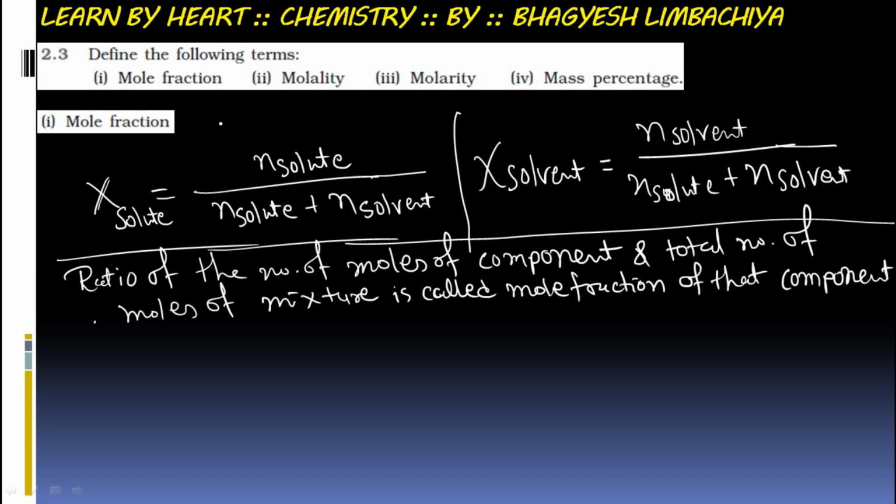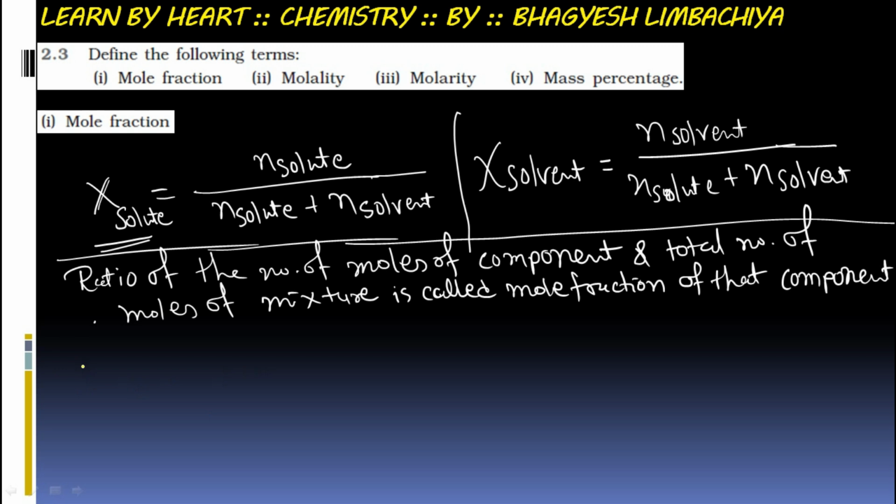समझ में आ गया होगा. अगर आपको मोल फ्रैक्शन ऑफ सॉल्यूट फाइंड आउट करना है तो न्यूमरेटर में लेंगे नंबर ऑफ मोल्स ऑफ सॉल्यूट और डिनोमिनेटर में लेंगे हम टोटल नंबर ऑफ मोल्स of solute and solvent. Similarly, x of solvent means n of solvent divided by n solute plus n solvent.